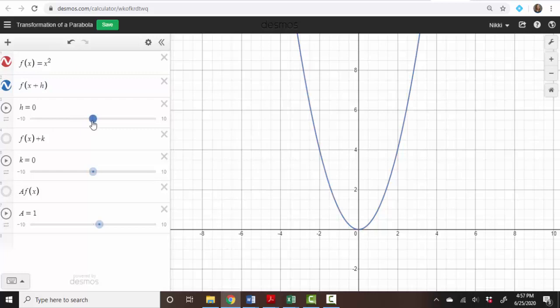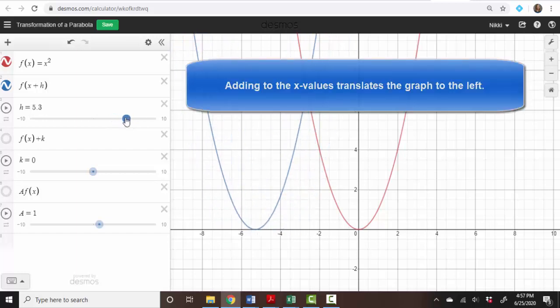So I have this slider here, and it allows me to change values for h. And I want you to notice as h gets bigger, what's happening to the graph. The graph is sliding to the left is what you should notice. So as h increases, then that parabola, the vertex, simply shifts to the left by that h value.